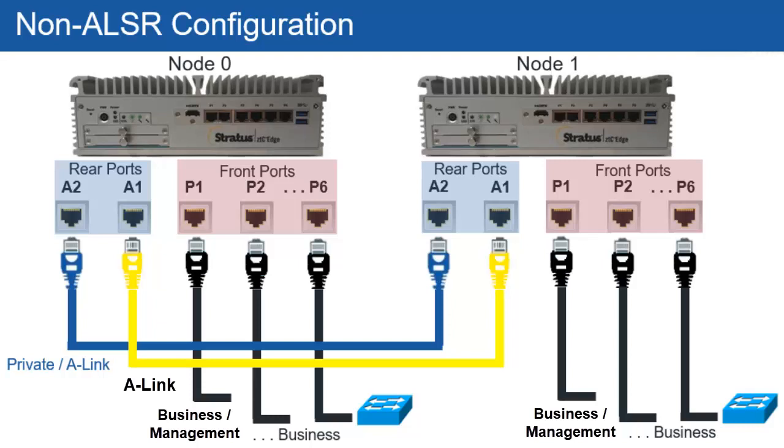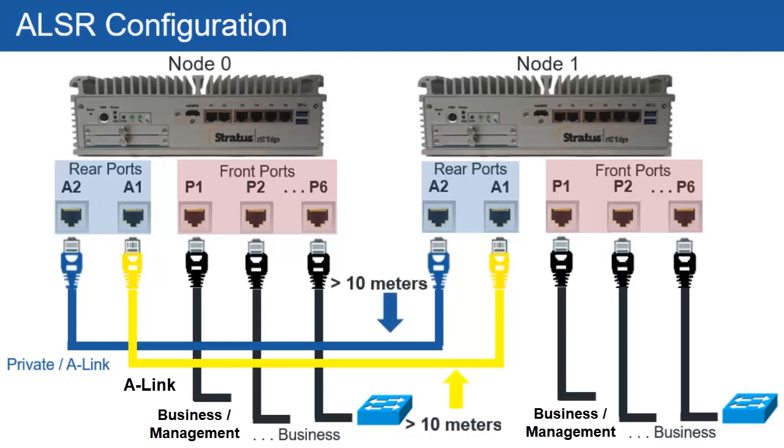Typically, a site will be considered an ALSR configuration when the length of the direct connect cables connecting the two nodes is greater than 10 meters, for example, in two separate buildings within a campus. Or the two nodes of the system are connected using network infrastructure rather than direct connect cables.